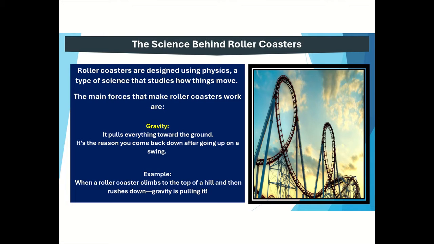The science behind roller coasters. Roller coasters are designed using physics, a type of science that studies how things move. The main forces that make roller coasters work are gravity. It pulls everything toward the ground. It's the reason you come back down after going up on a swing. Example: when a roller coaster climbs to the top of a hill and then rushes down, gravity is pulling it.